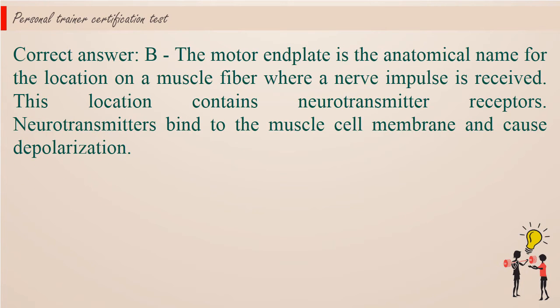Correct answer, B. The motor endplate is the anatomical name for the location on a muscle fiber where a nerve impulse is received. This location contains neurotransmitter receptors. Neurotransmitters bind to the muscle cell membrane and cause depolarization.